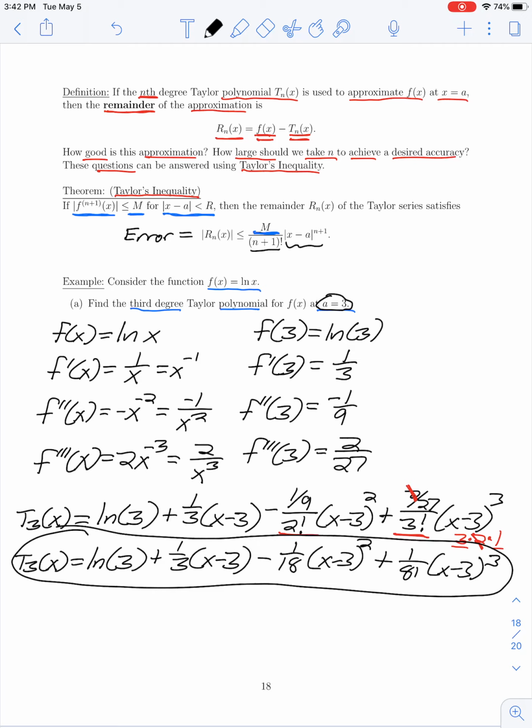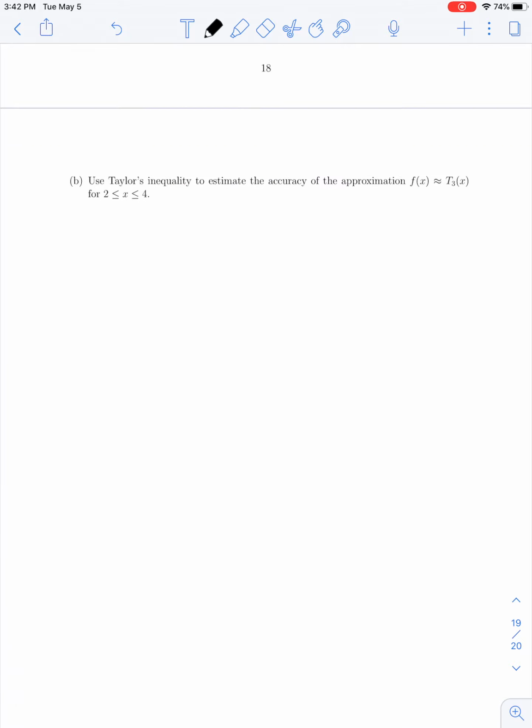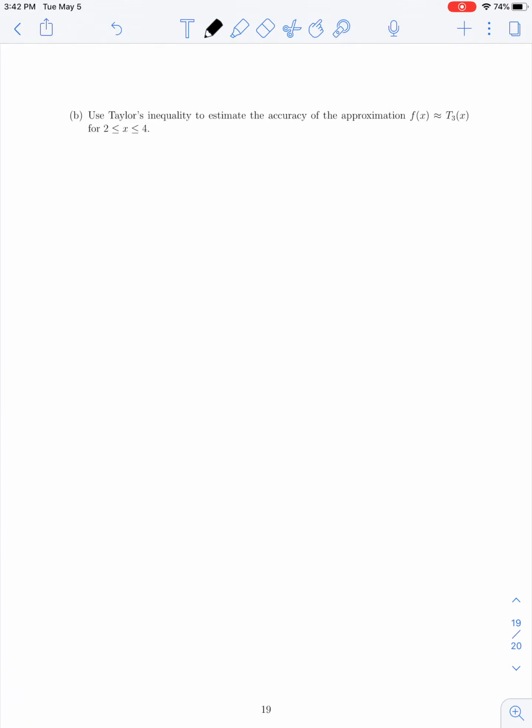So this would be the third degree Taylor polynomial for the natural log of x centered at a equals 3. Now in part B of this example, we're asked to use Taylor's inequality to estimate the accuracy of the approximation of our function by its third degree polynomial that we found in the previous part, if we're restricting ourselves to the x interval from 2 to 4.